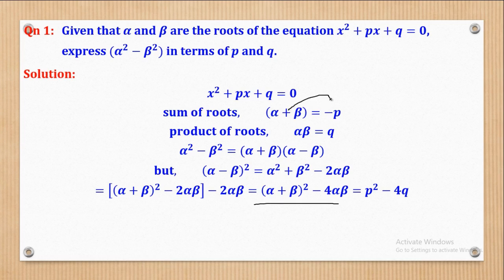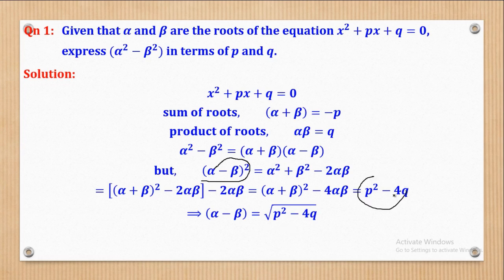Where there is alpha plus beta, we shall put the negative p. Now negative p squared, it becomes positive. Then alpha beta is q, but there is a 4, so there is 4 here and this q. So now we have been able to get this. That means that to get alpha minus beta alone, we shall put square root here to come up with this, which is alpha minus beta.